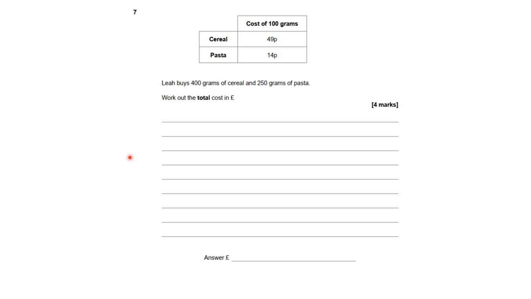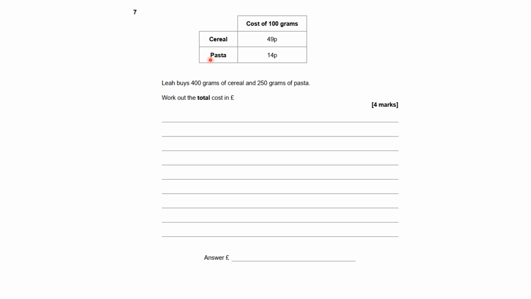So, question 7. We've got 2 things here, cereal and pasta. By the way, I am doing all these questions live, so I'm literally reading them as I'm doing them. I've just got a past paper, I'm going through it also. I'm literally reading this so you can see my thought process, how I write down any comments and things like that.